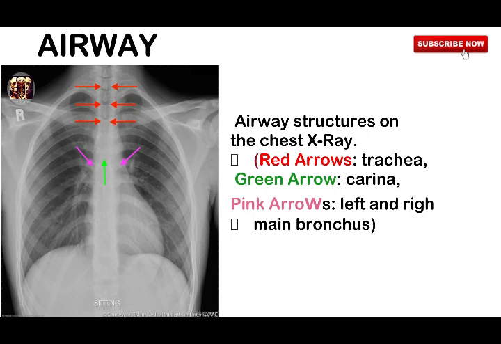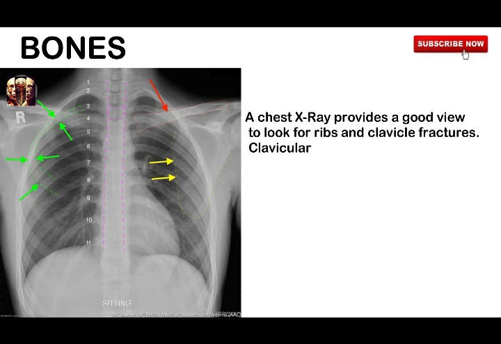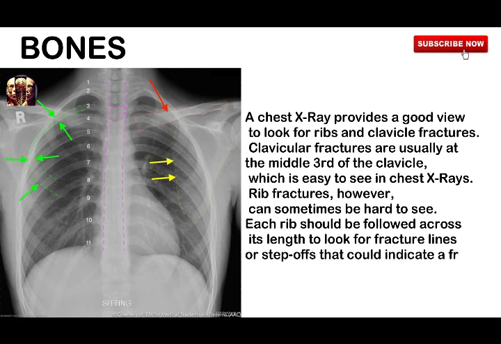Bones. A chest X-ray provides a good view to look for rib and clavicle fractures. Clavicular fractures are usually at the middle third of the clavicle, which is easy to see on chest X-rays. Rib fractures, however, can sometimes be hard to see. Each rib should be followed across its length to look for fracture lines or step-offs that could indicate a fracture.